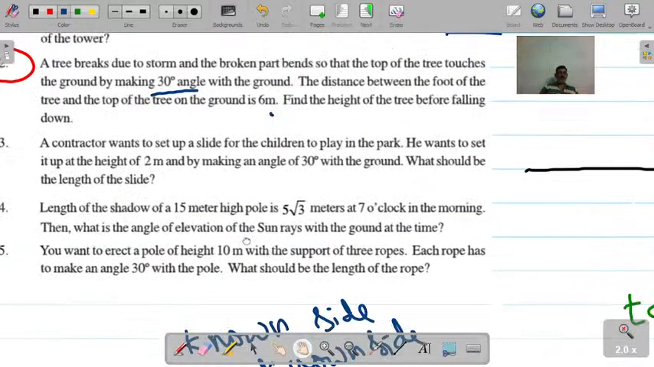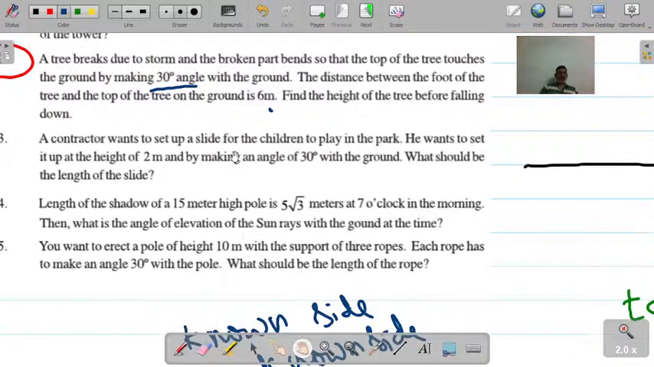A contractor wants to set up a slider for the children to play in the park. He wants to set it up at a height of 2 meters by making an angle of 30 degrees with the ground. What should be the length of the slide? Here, what are the points that you have to observe? Contractor wants to set up a slide for children to play in the park. He wants to set it up at a height of 2 meters and the angle is 30 degrees with the ground.